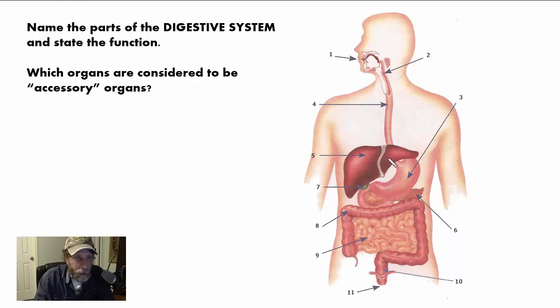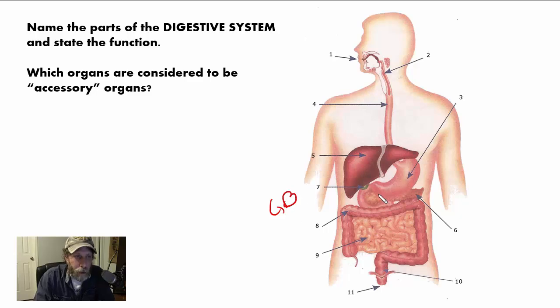A couple of other things. Let's talk about this. Largest internal organ. What is that? That's the liver. Produces bile, which helps to digest fats. Stores it in structure number 7 underneath there. What is that?